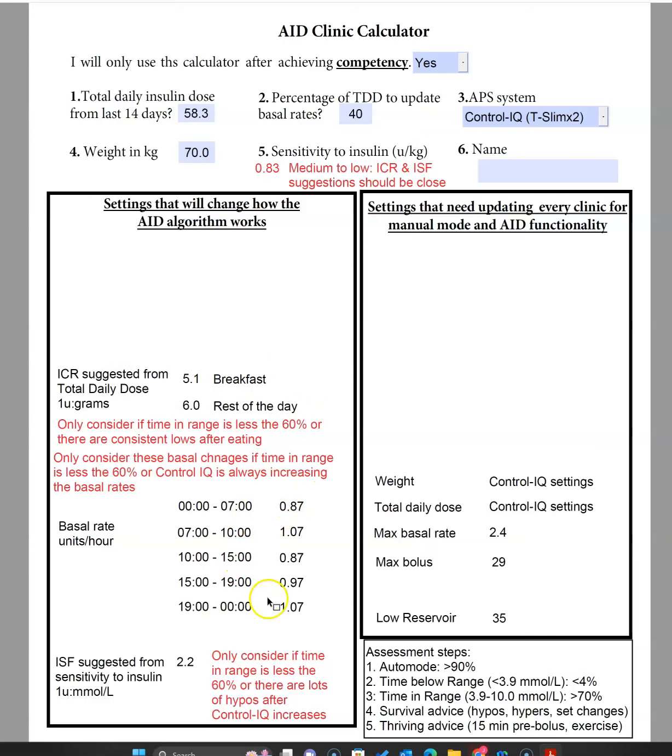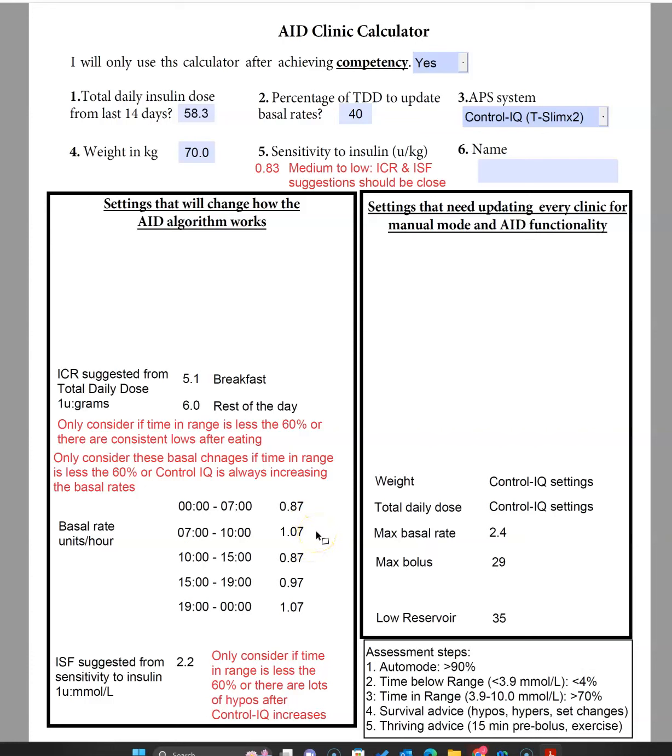This throws out what roughly the basal rates would be at about 40% of total daily dose. And for a T-Slim, this is important because although the basal may be being delivered at 40%, it may be because the system's working quite hard, for example, so that the basal rates may actually be down at something like 0.5.